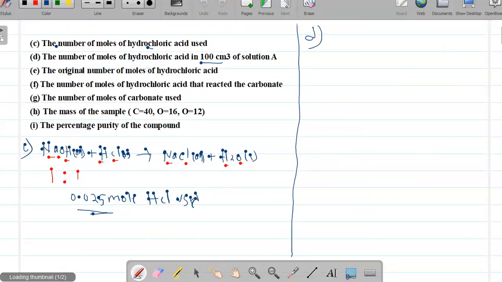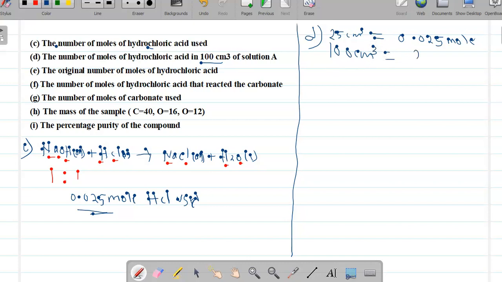So this is therefore what you do. The 25 is the volume used. 25 cm³ is equal to that number of moles, which is 0.025 moles. What about 100 cm³ of the acid? How many moles does it contain? So we don't know X.